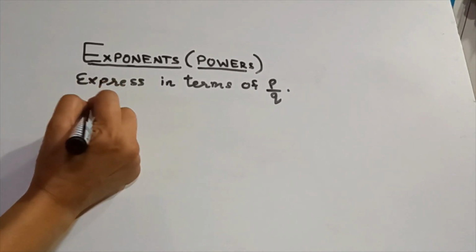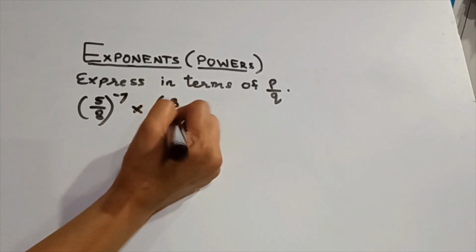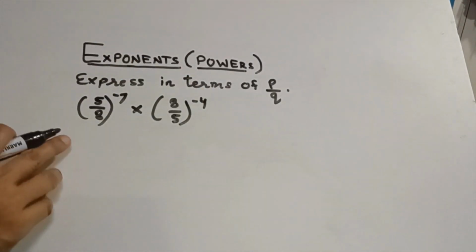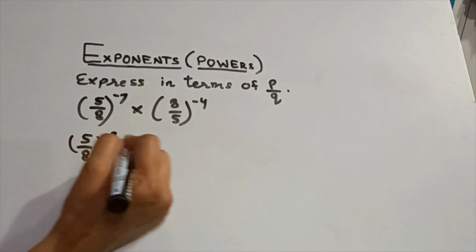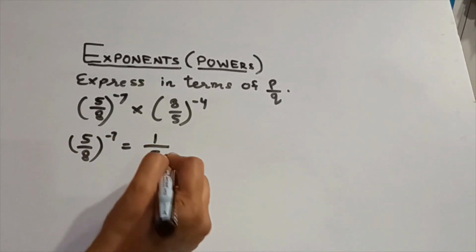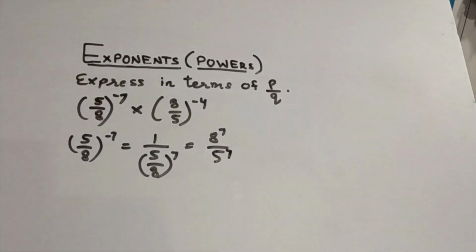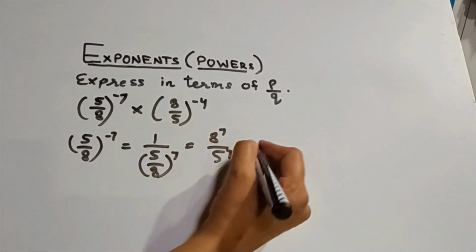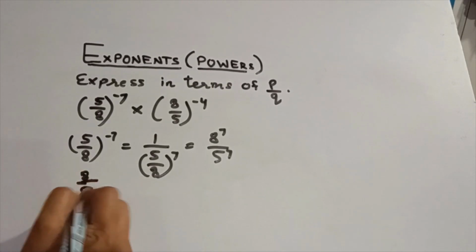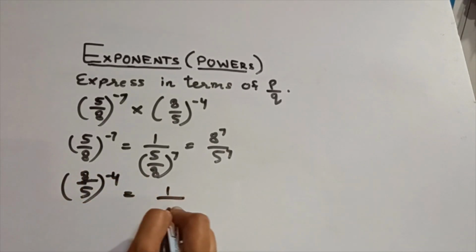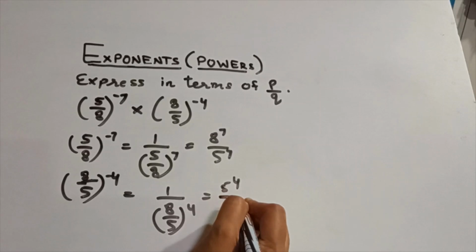Next example which we are going to take is 5 by 8 raised to minus 7 multiplied with 8 by 5 raised to minus 4. We'll solve this part first. 5 by 8 raised to minus 7 in terms of p by q is 1 upon 5 by 8 raised to 7, which is 8 raised to 7 upon 5 raised to 7. Reciprocal of it. Now this term, 8 upon 5 raised to minus 4, is 1 upon 8 by 5 raised to 4, which is 5 raised to 4 upon 8 raised to 4.